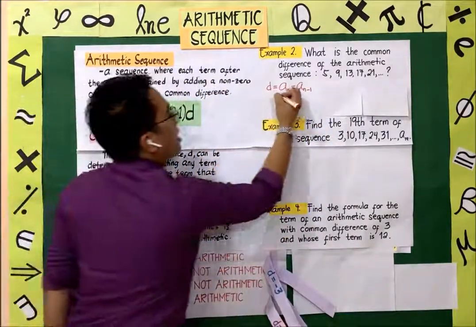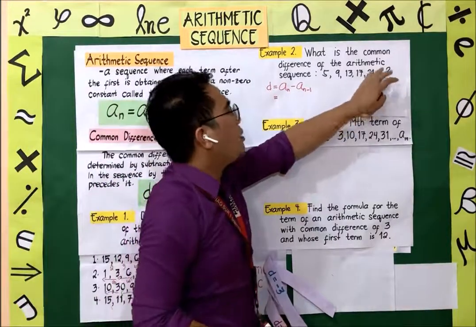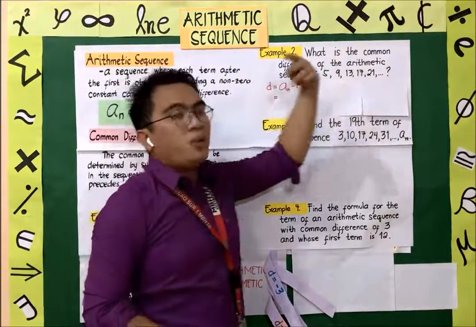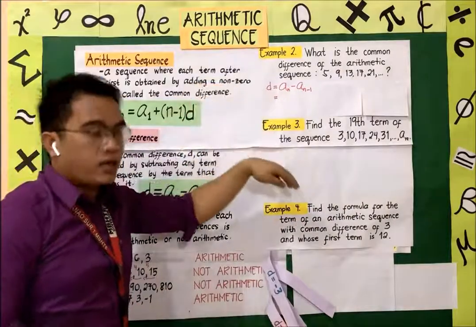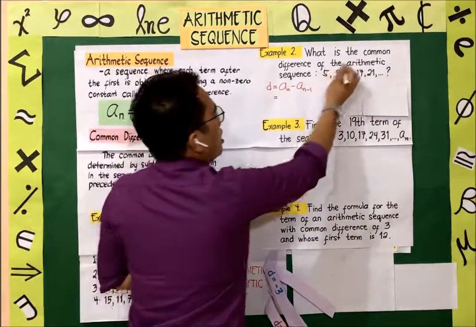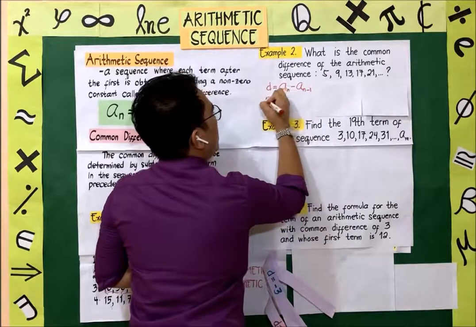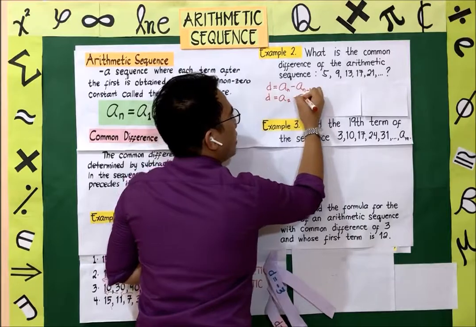Okay, what is our A sub n here? So, pwede natin gamitin kahit saan gamitin natin dyan number. For example, 9 minus 5 or 13 minus 1. As long as you subtract the preceding number from the current term. So, first, let's do A sub 2 minus A sub 1.